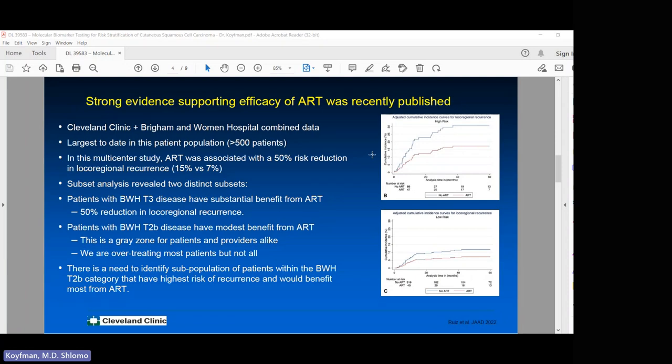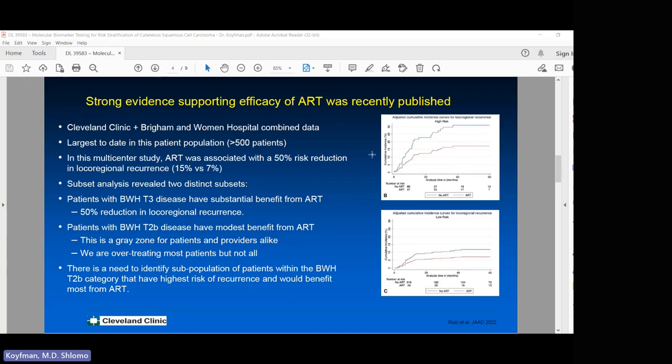This was our paper. It was referenced several times already, but just as the person who helped be involved, this was over 500 patients in two very large practices with good QA data. And basically what we showed was overall the risk of local regional recurrence for patients who were treated with surgery alone with a negative margin surgery was 15% without adjuvant radiation, 7% with radiation, for a relative risk reduction of 50%, which is kind of what we would expect.